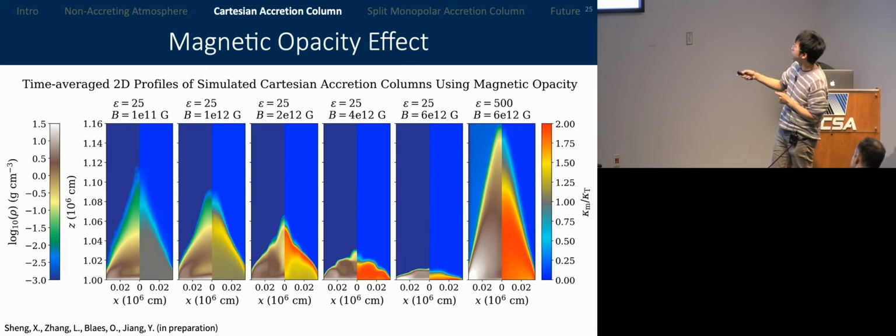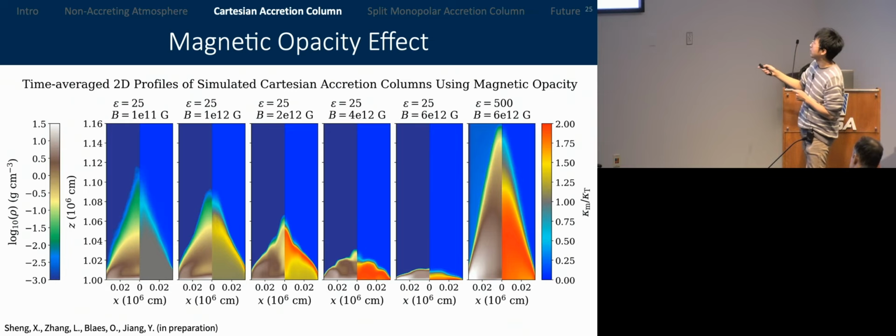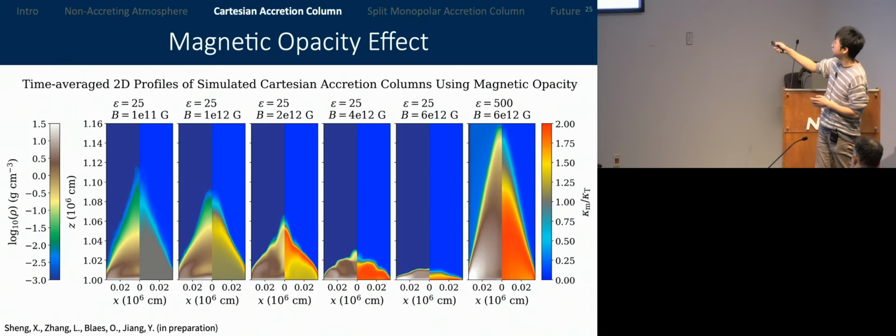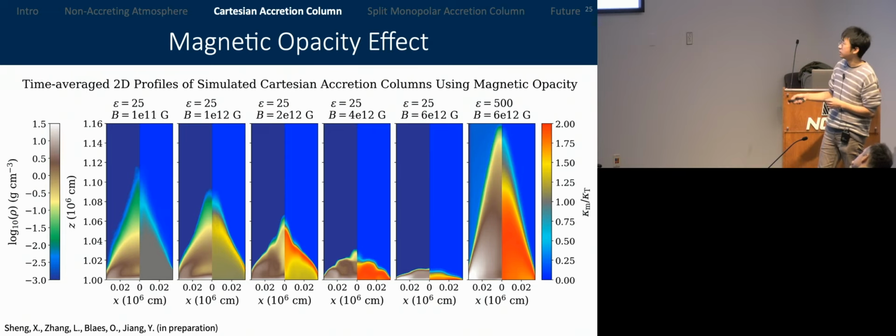So for the first five panels, they have the same accretion rate. And we increase the magnetic field from 10 to the 11 Gauss to 10 to the 12. And you can see the height of the accretion column is shrinking. But we also try to have a sanity check. When we increase the accretion rate, we can still build up the higher column for the highest magnetic field. And it actually looks quite different. The left part is the gas density, and the right part of each panel is the opacity.